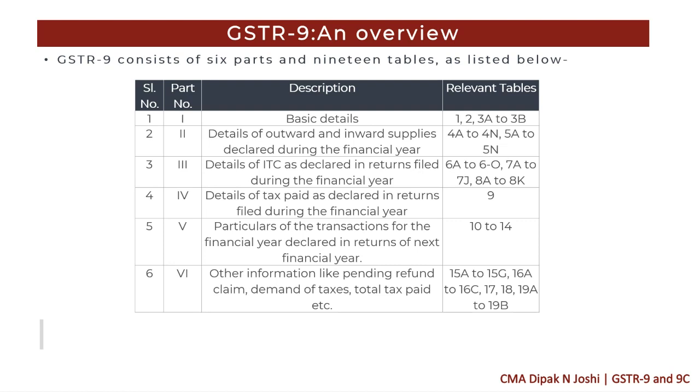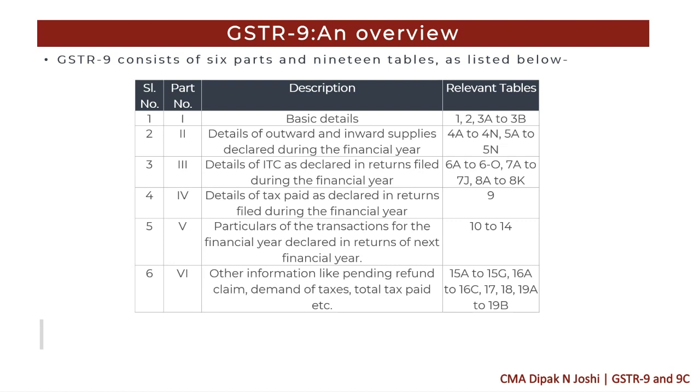So law is allowing you to declare certain transactions in the subsequent financial year also, till 30th November or filing of annual return, whichever is earlier. So practically it is the return for the month of October. So you are allowed to report missed transactions or amendments in respect of any transaction till filing of return for the month of October or filing of annual return, whichever is earlier. So all such information we are required to provide in part 5 of GSTR 9.